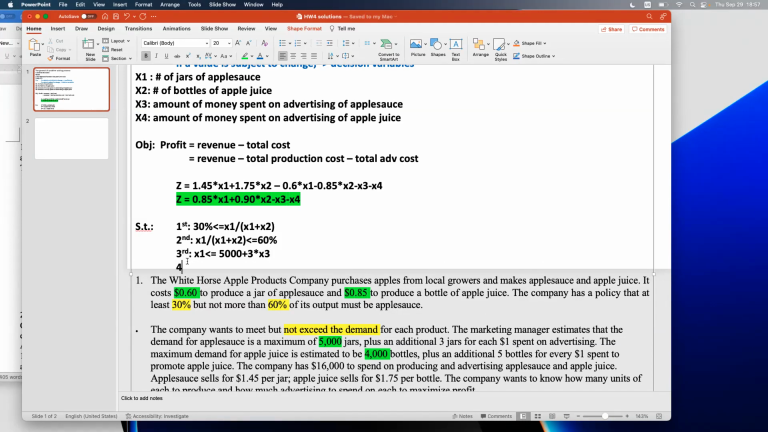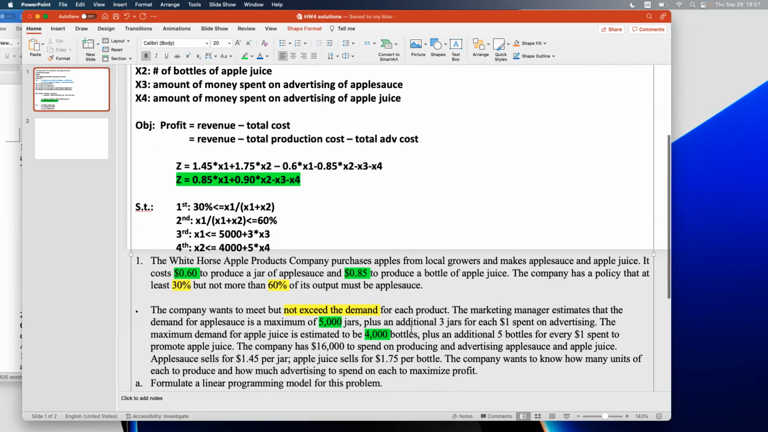And we keep doing that. We got the fourth one, which is about the apple juice. The same thing: the quantity we produced of apple juice cannot exceed the baseline plus the additional demand because of advertising. In this case, that's 5 bottles, so 5 times X4. So that's the fourth constraint.